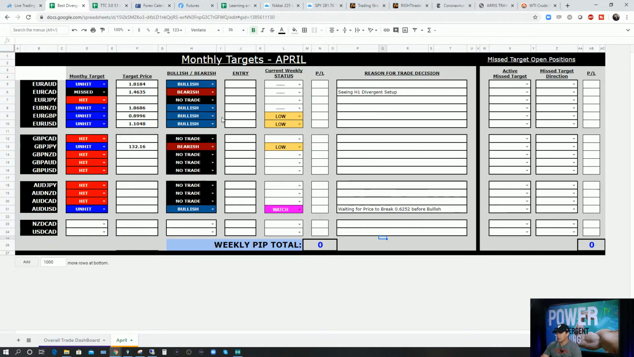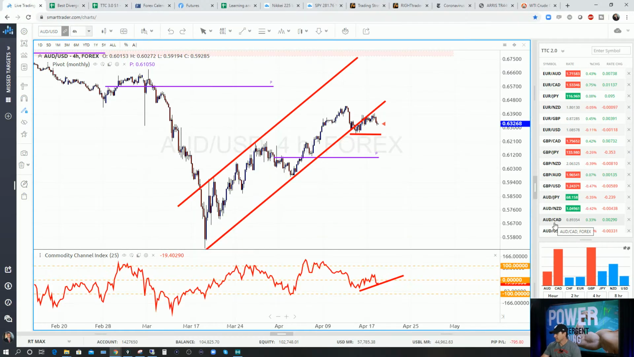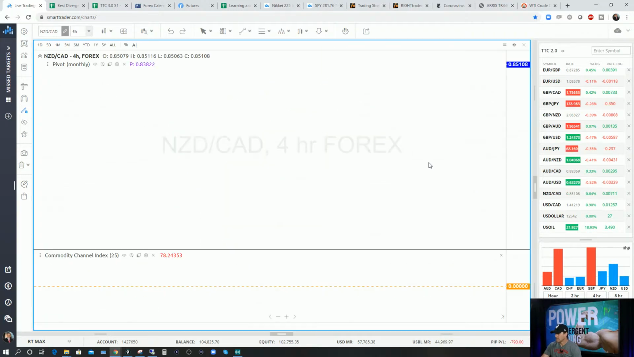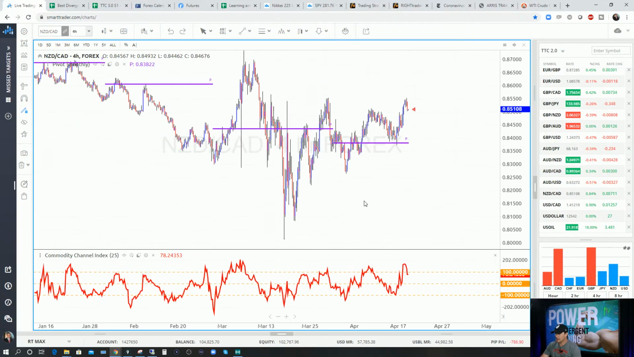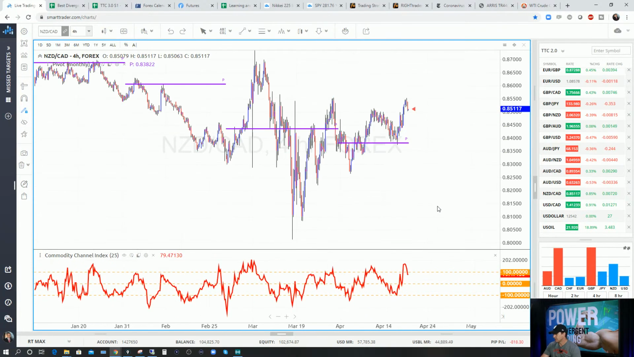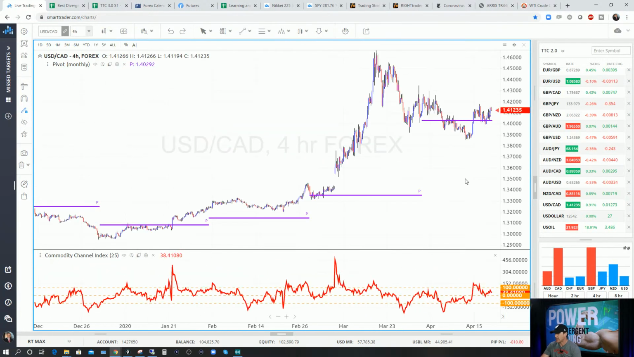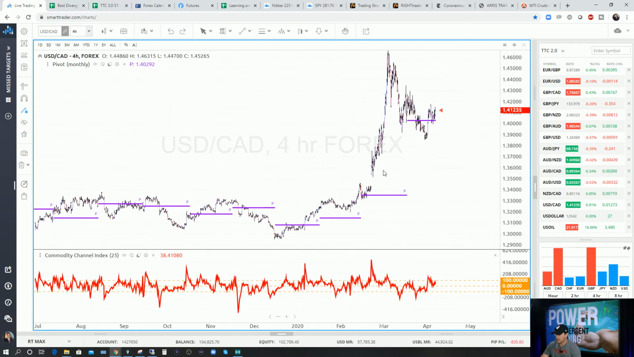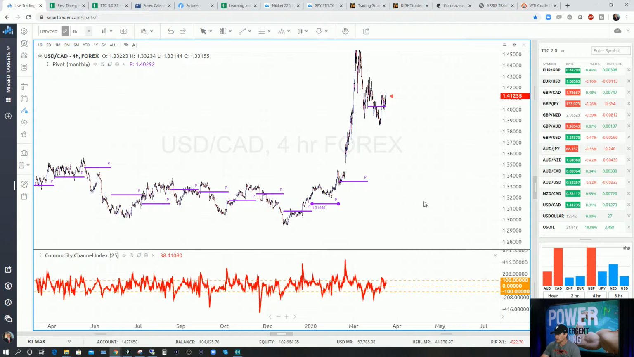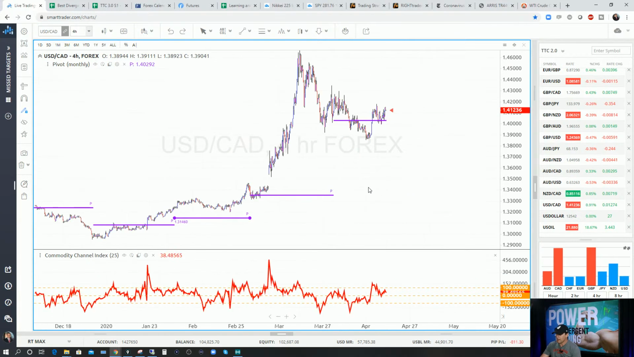Now, let's go ahead and take a look at New Zealand CAD. And New Zealand CAD, I don't have anything on New Zealand CAD that I want to go ahead and chase after, so nothing there. And let's go to US Dollar CAD. And US Dollar CAD, we do have something over here. It's pretty far down, isn't it?